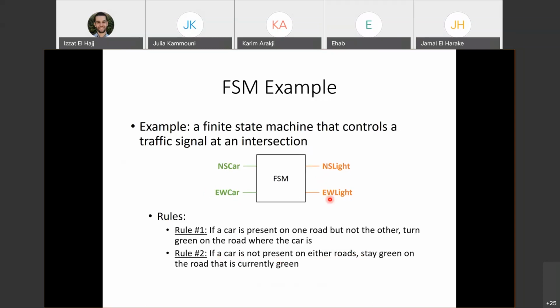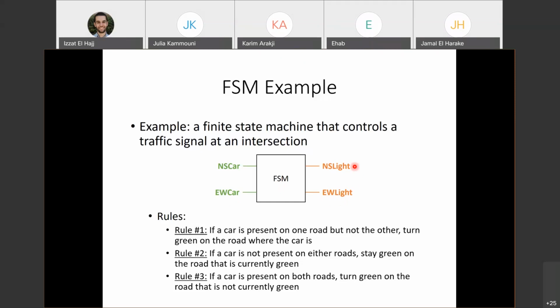Okay? And then finally, the third rule says that if I have a car on both roads, right? So there are cars on both roads, we're going to turn green on the road that is not currently green. Okay, so if I have a car on both roads and I'm currently green on north-south, then on the next clock cycle, I'm going to switch to east-west. And if I have a car on both roads and I'm currently green on east-west, on the next clock cycle, I'm going to turn green on north-south. And this ensures that I give a fair amount of time to both roads, and I constantly alternate between the different roads so that all the cars get their chance to pass.